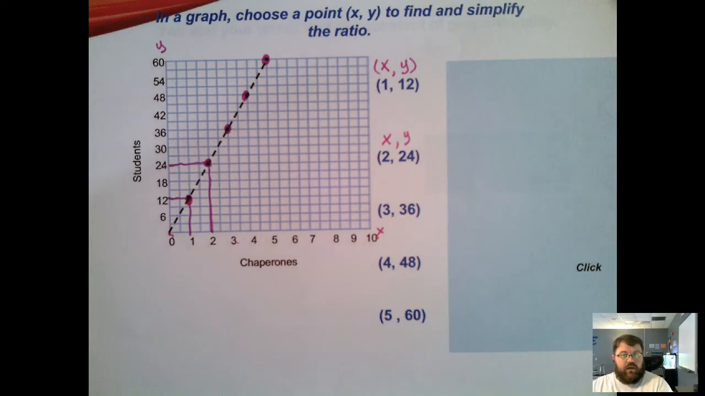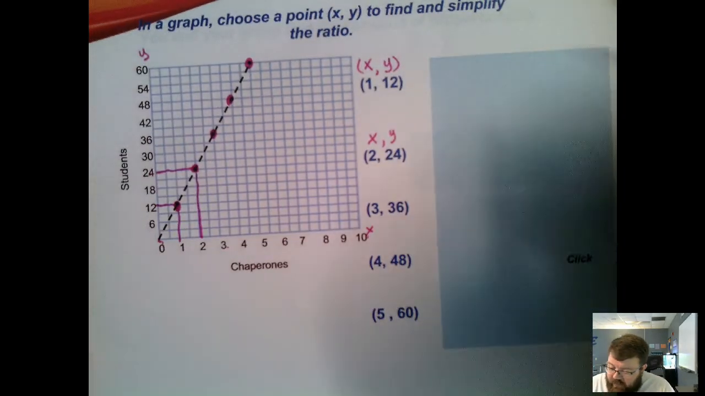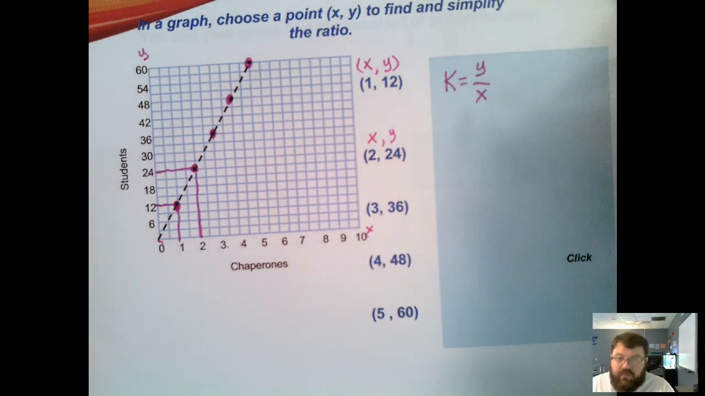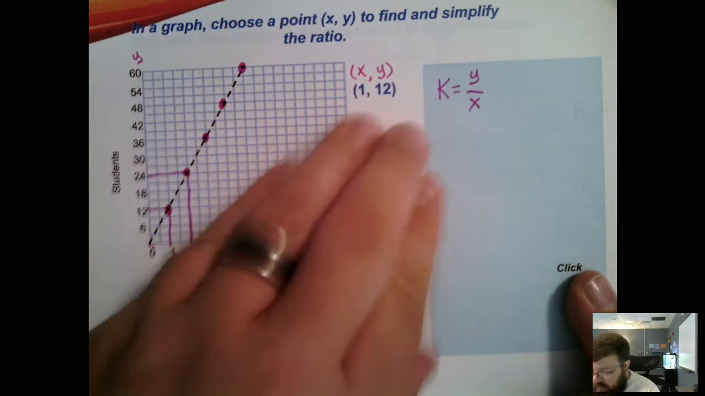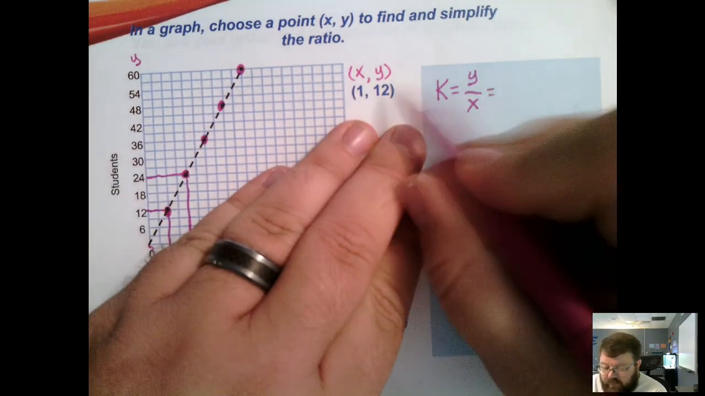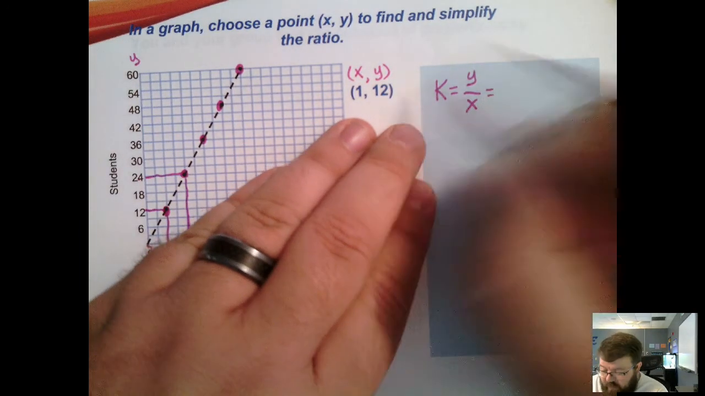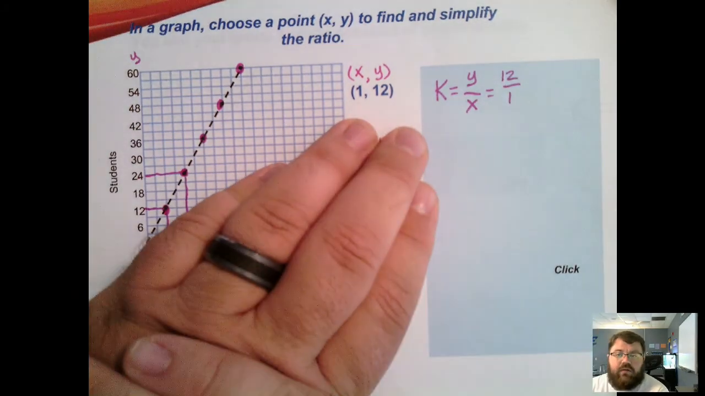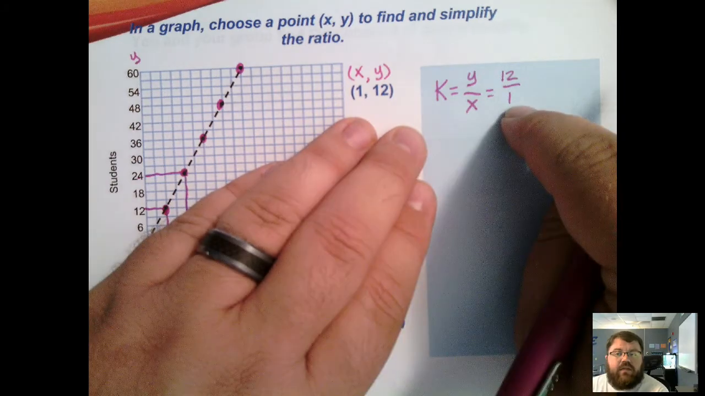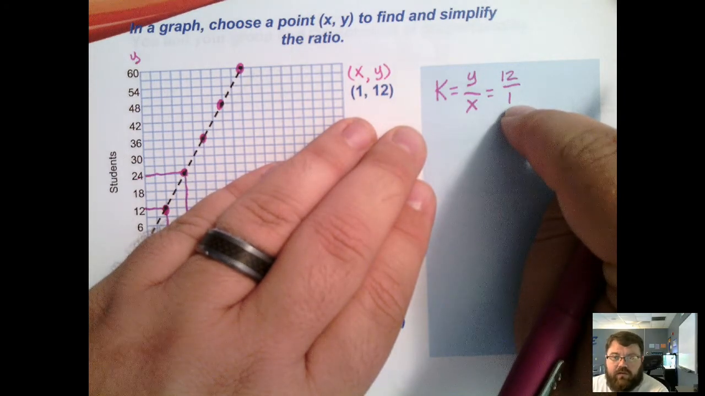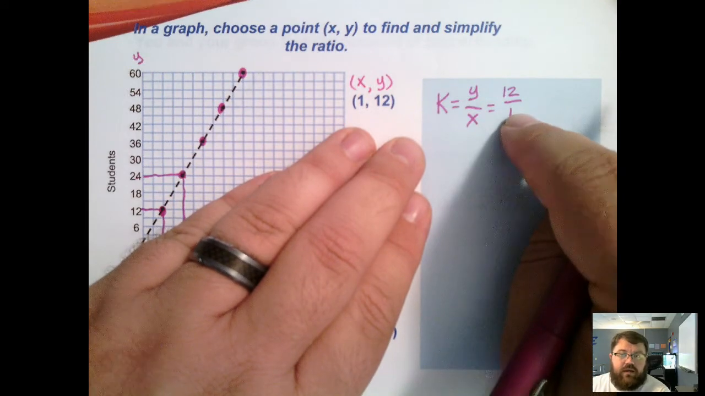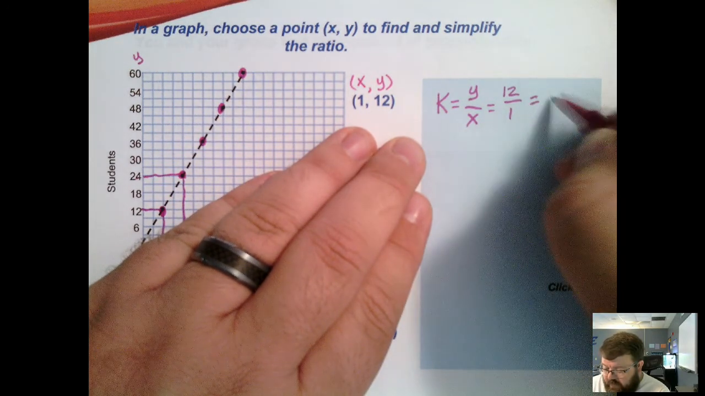All right? Now the reason that that is important is because according to our equation, k is equal to y over x. Well, what goes on top? The 12, because it's the y value. 12 over 1. Now, you should notice, well, that's already a 1 in the denominator. That's a unit rate. Unit rate is the same as your constant of proportionality. So it is 12.